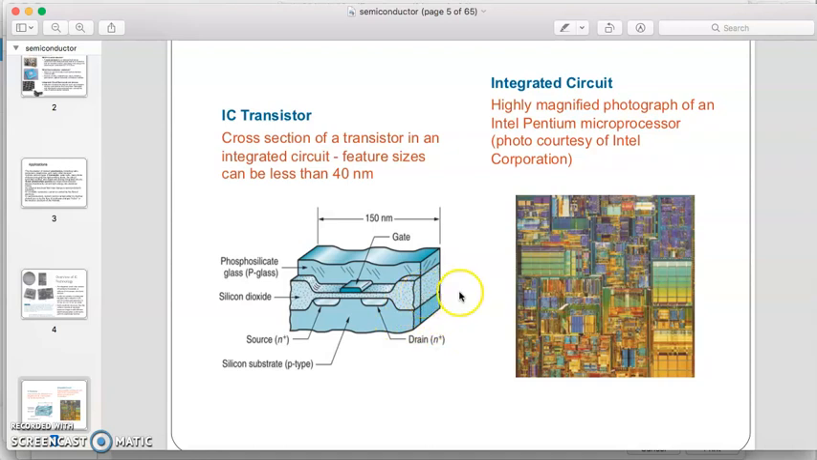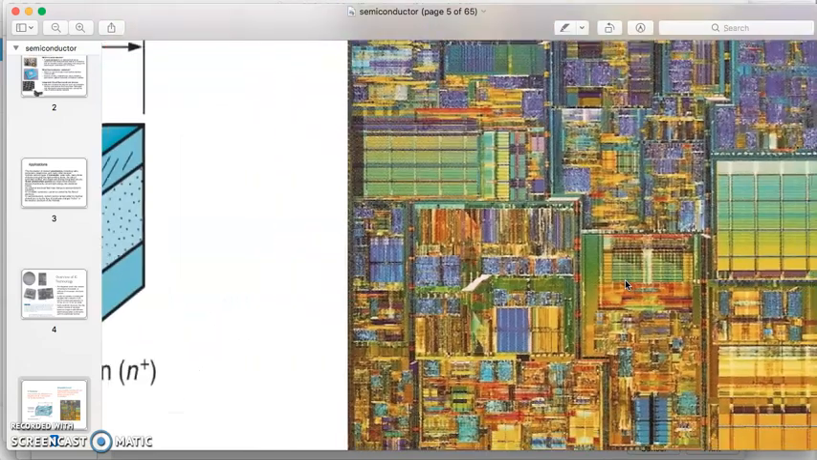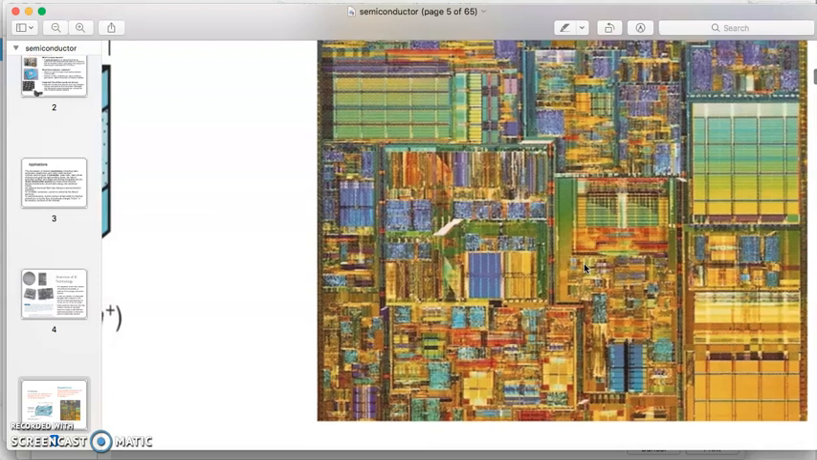Okay, this is the top view of the IC. Taking a closer look, you see the different colors, which means different electronic devices embedded in one chip, okay? And these devices are connected through a metallic compound, usually aluminium, to connect each device.